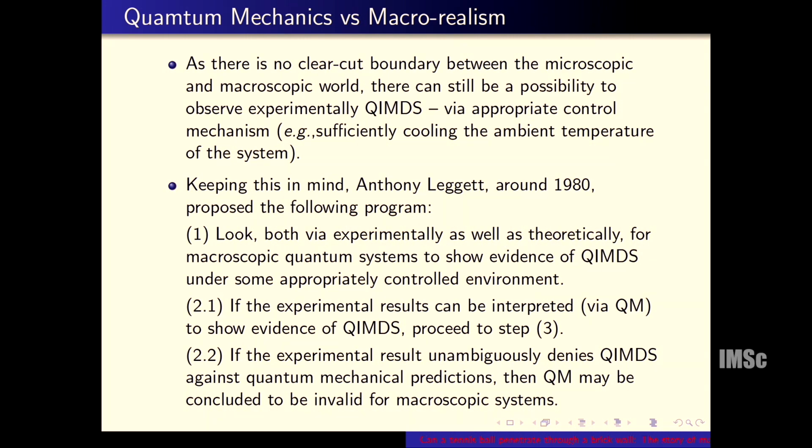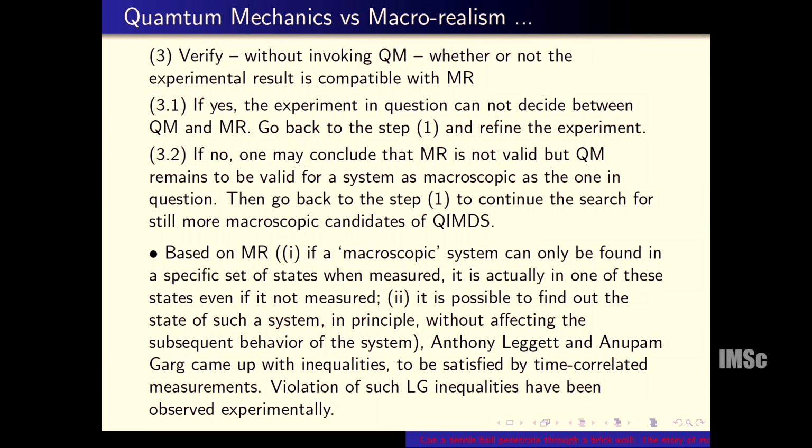If experimental results can be interpreted via quantum mechanics to show this evidence of QIMDS, proceed to step 3. I will tell you what that step is. And if it denies the existence of this QIMDS against quantum mechanical properties, maybe quantum mechanics is perhaps not applicable for macroscopic systems, perhaps.